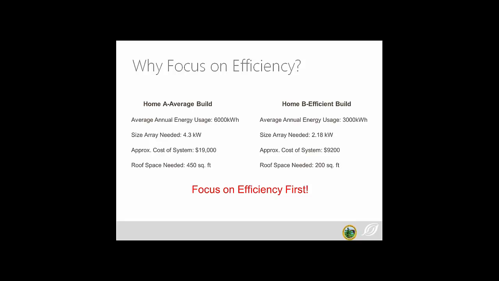However, Home B, your efficient build, which only uses about half the energy that your average build would use, has an approximate cost of less than $10,000, and you only need 200 square feet of roof space, which is a lot more doable here. So it's really important to focus on efficiency first.